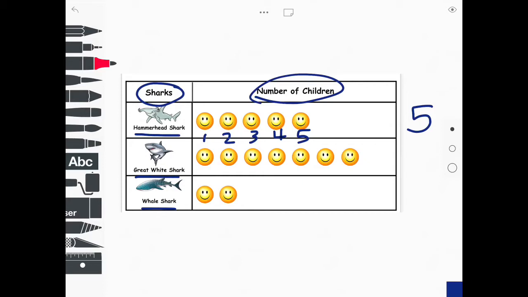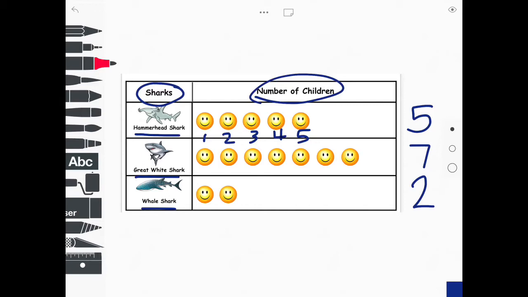So for great white shark, I'm counting 1, 2, 3, 4, 5, 6, 7. So I'll put the number 7 at the end of my graph. 7 students like the great white shark. For whale shark, that's easy peasy. I'll just count the number 1, 2. And I'll put 2 at the end of my graph. We now know how many students like each shark.